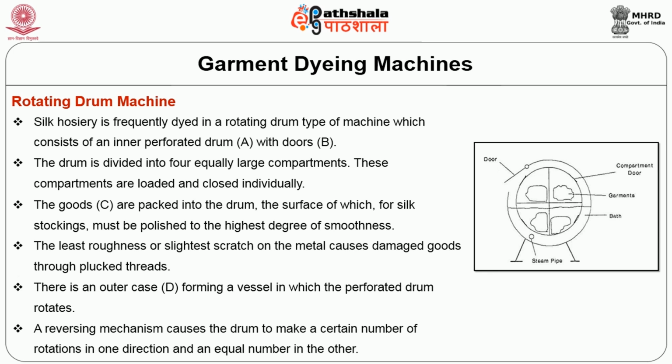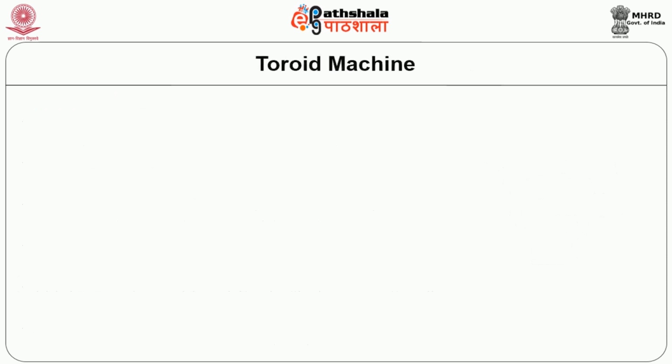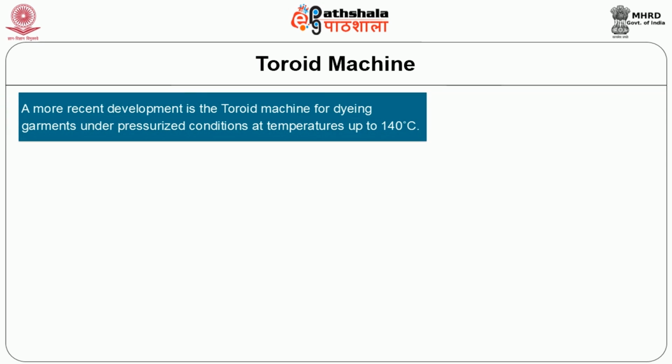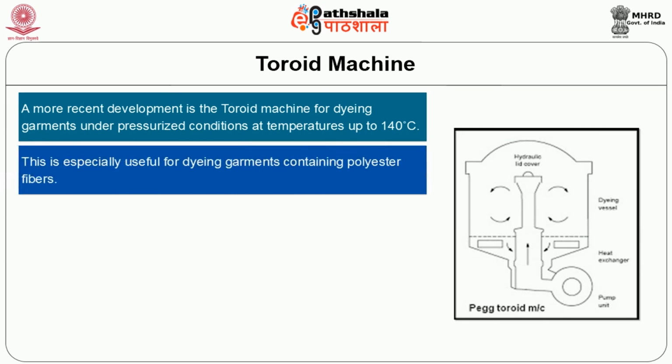in the other. The next is the Toroid machine, which is also used for garment dyeing. A more recent development is this Toroid machine for dyeing garments under pressurized conditions at temperatures up to 140 degrees centigrade. This is especially used for dyeing garments containing polyester fibers.